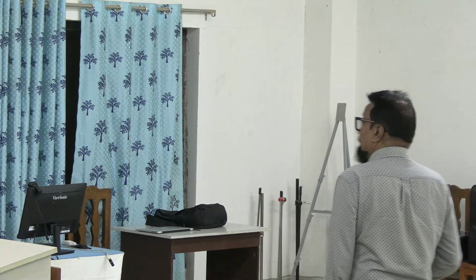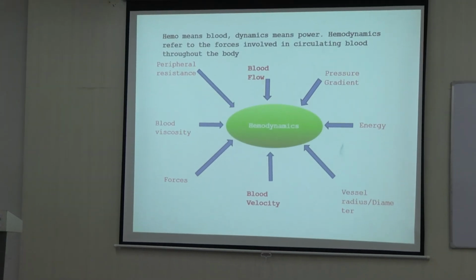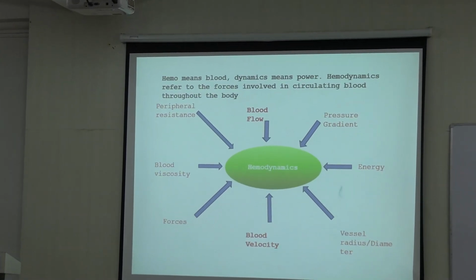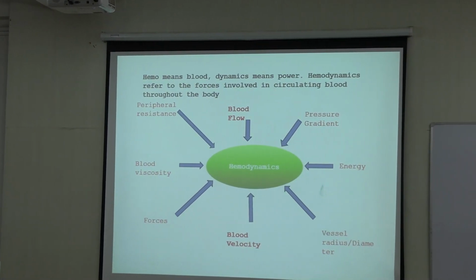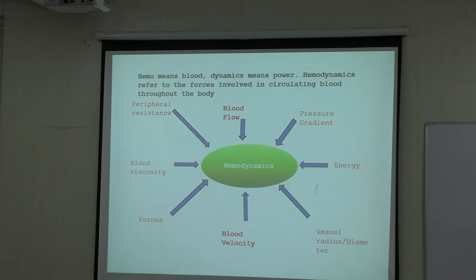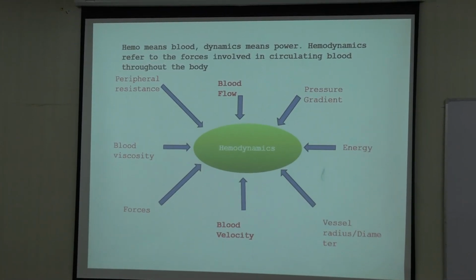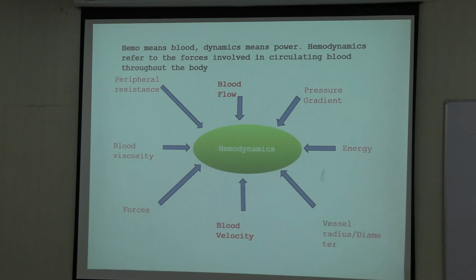Some of these laws will involve different forces. And what are these forces? Peripheral resistance, blood flow, pressure gradient, energy, vessel radius or diameter, blood velocity, blood viscosity. So these are the different forces acting on circulation.